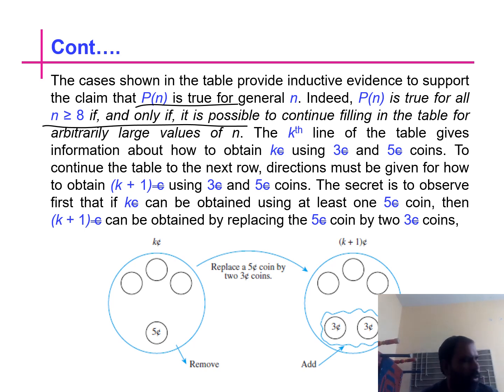The secret is to observe first that if k cents can be obtained using at least one 5 cent coin, then k plus 1 can be obtained by replacing the 5 cent coin by two 3 cent coins. So here is the diagram. If there are these k cents and this 5, replace the 5 coin by two 3 coins. Add these two, then these are k plus 1.